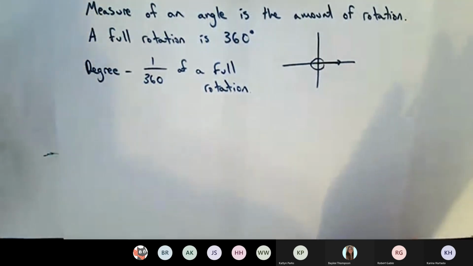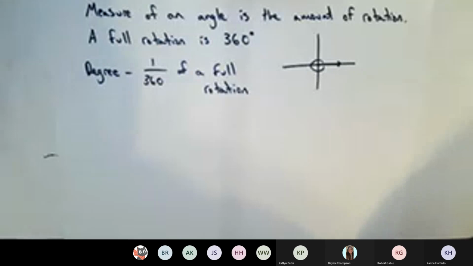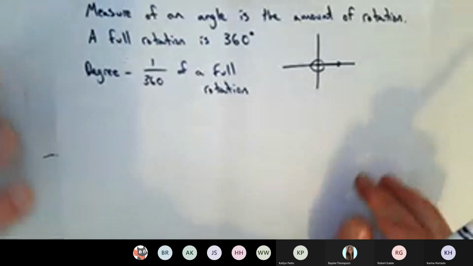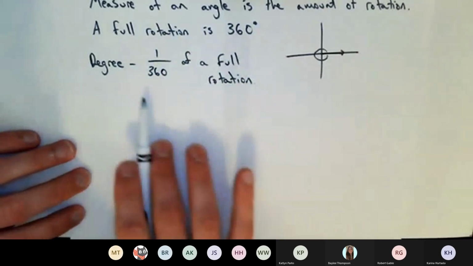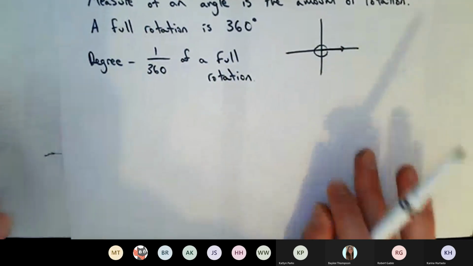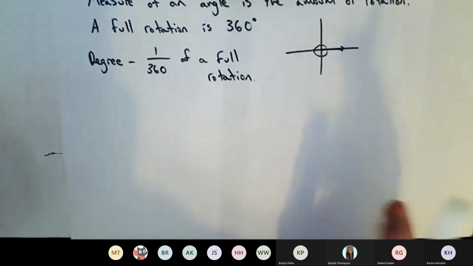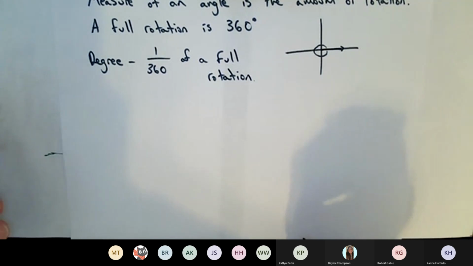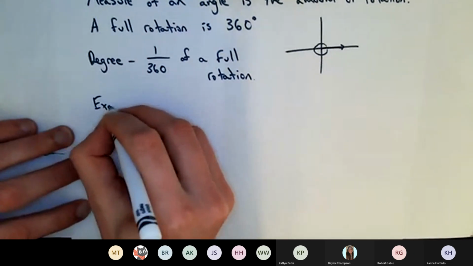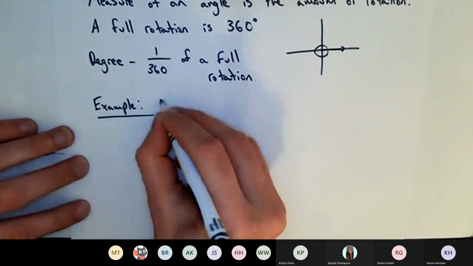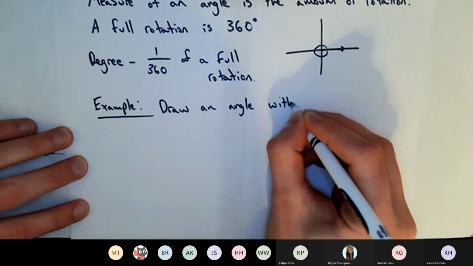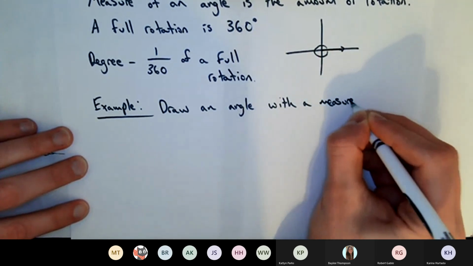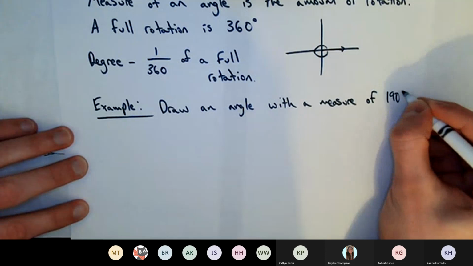So far you probably already know that angles can be measured in degrees. So nothing wild happening so far. And you may even think this definition makes sense, but maybe not super useful, right? And I would kind of agree. We all pretty much know what degrees are. We're comfortable with them. In fact, let's just do a quick example. Draw an angle with a measure of 190 degrees.